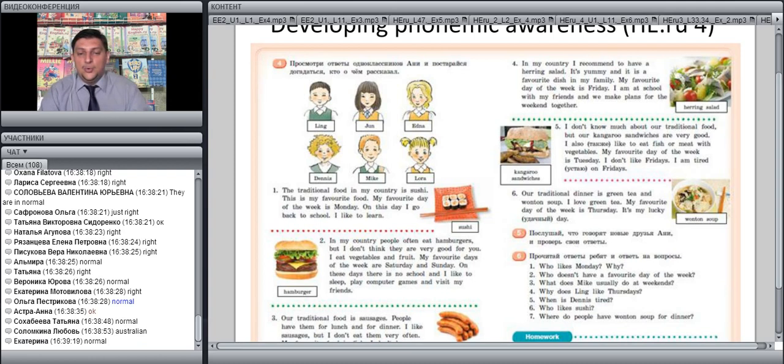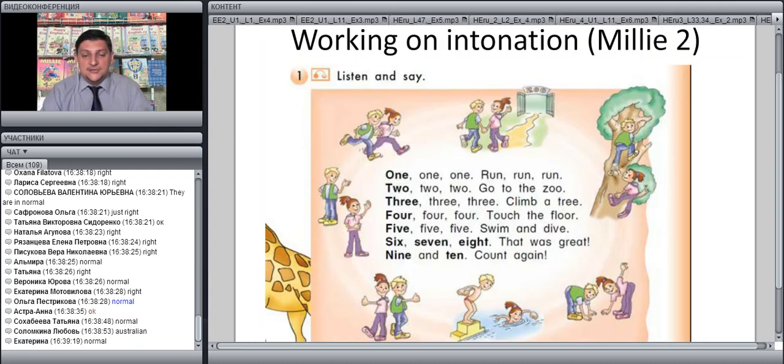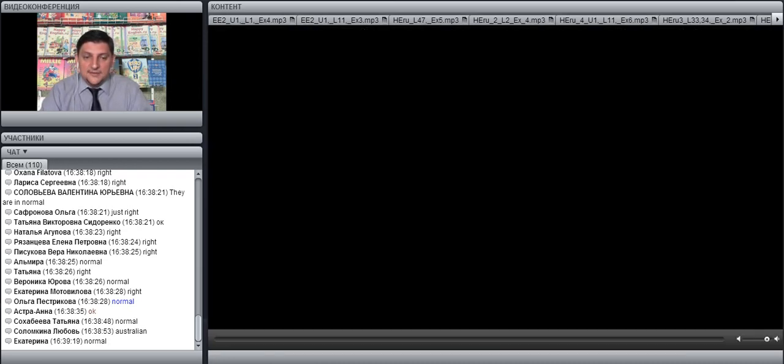Right. When you work on intonation, you can use things like chants. Let's take a look at the chant from Mille textbook, grade 2. Let's listen to it. The good thing about chants is that chants are short, they're easy to remember, and they help you to practice intonation as well. You can repeat them in different tempos, with different speed, but at the same time, they will still be easy to learn and easy to do.